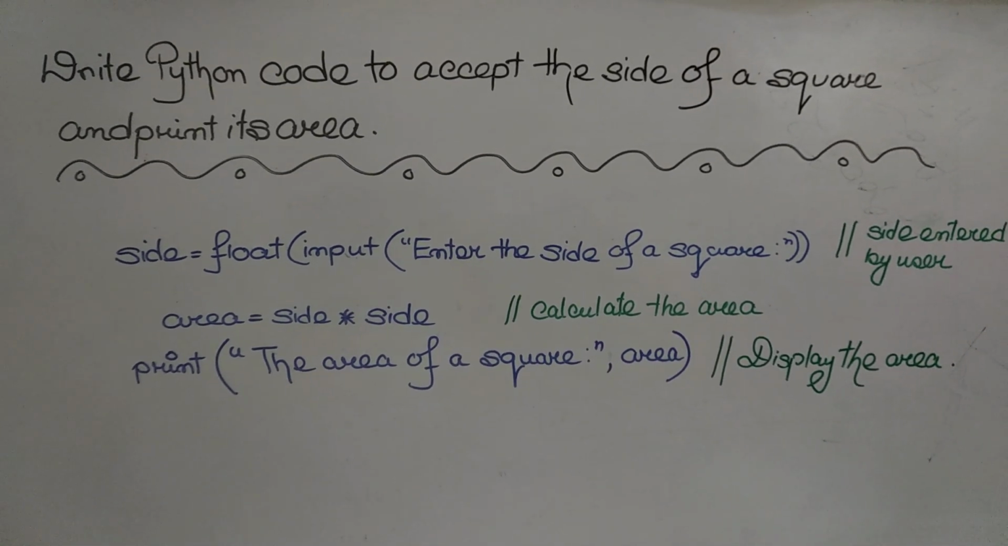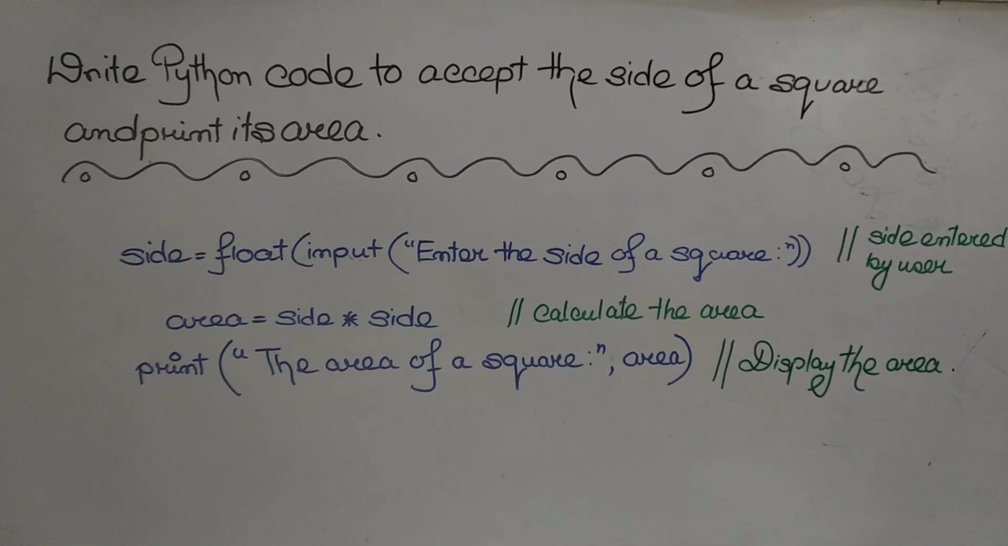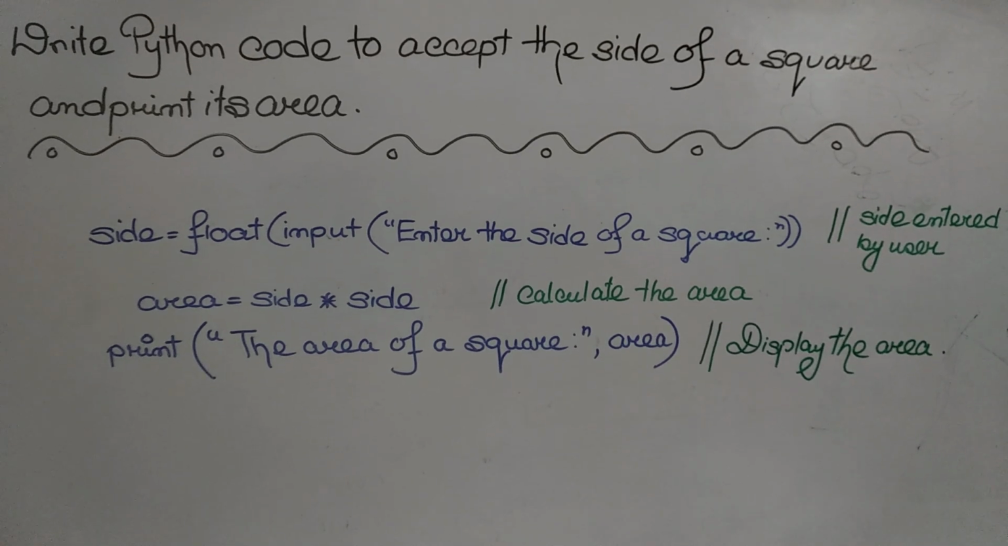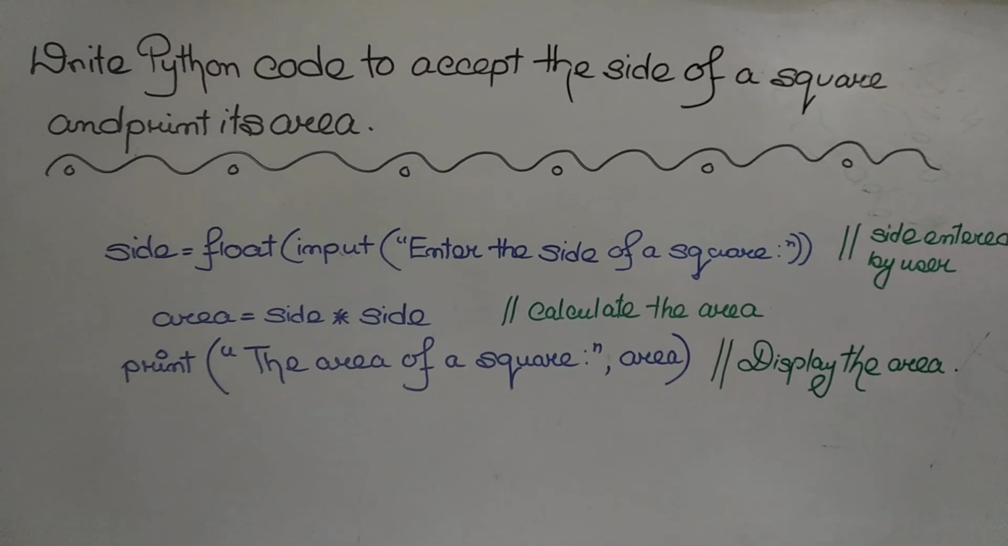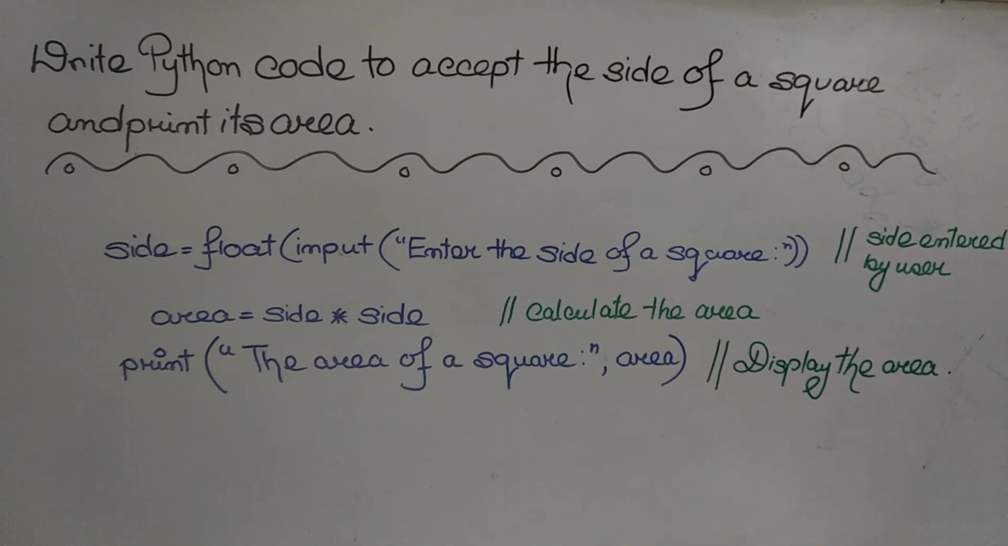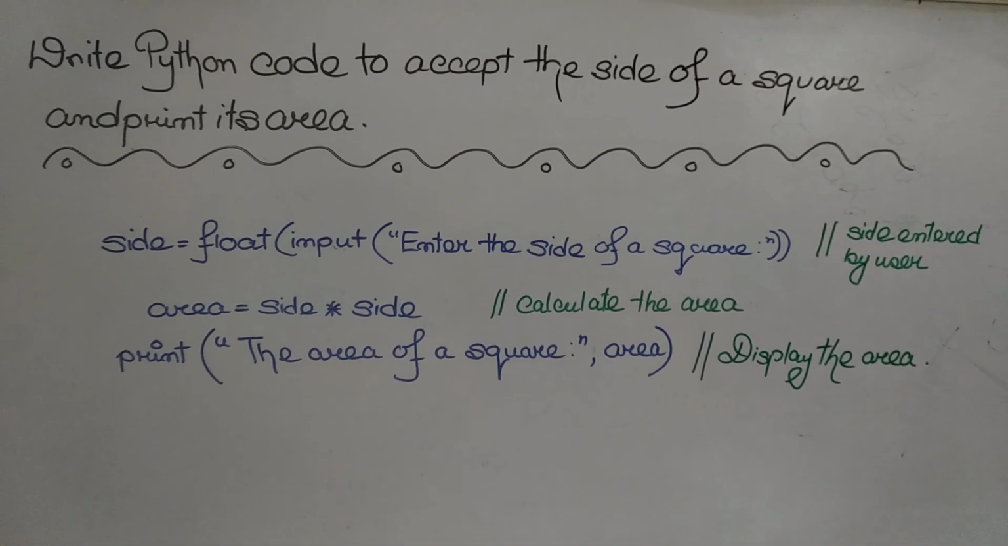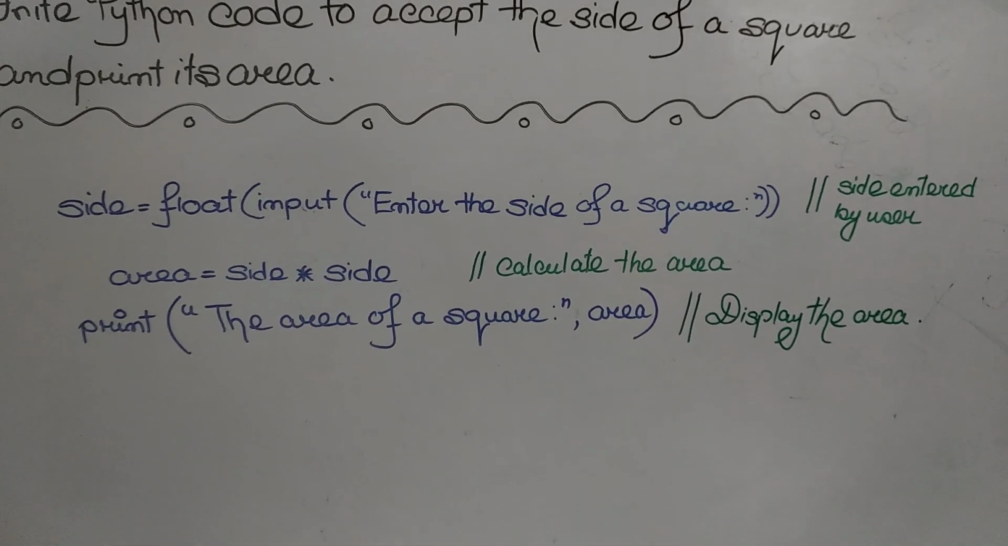Today I am going to explain a very simple Python code. This Python code is on how to accept a side of a square and print its area.